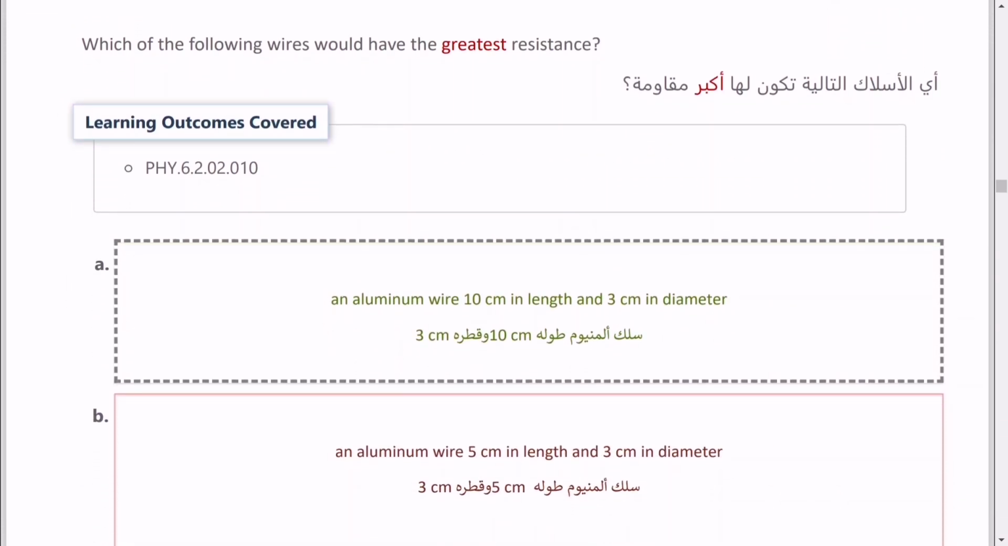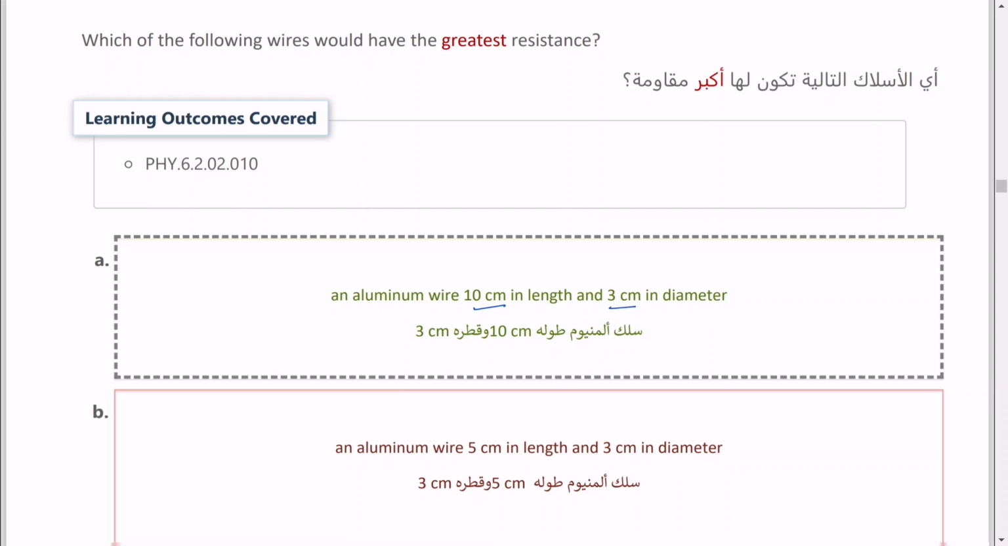Question number 10. Which of the following would have the greatest resistance? We know that the resistance of a conductor increases when its length increases, and the resistance decreases when its diameter increases. So you need to check which one has the largest length and the smallest diameter, which will have the greatest resistance. So here the aluminium wire, its length is 10 centimeter and diameter is 3 centimeter.